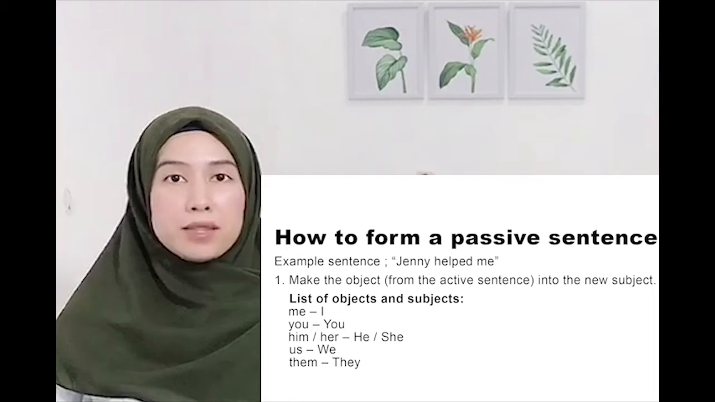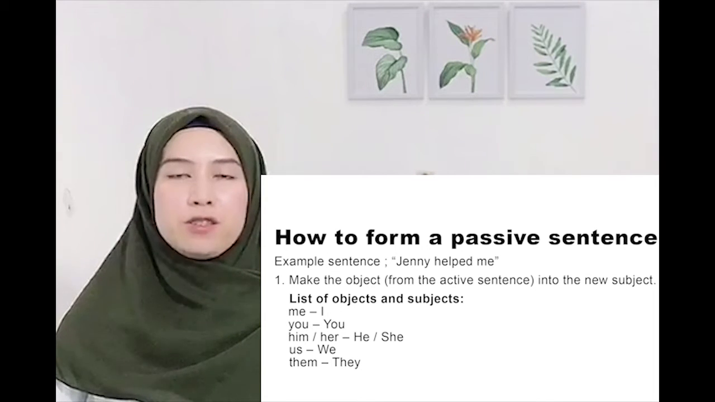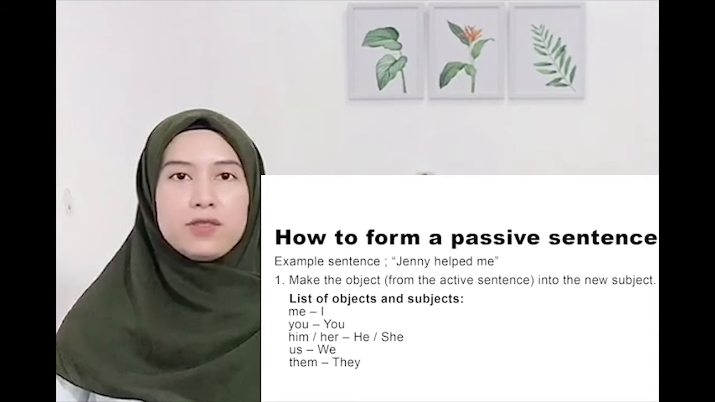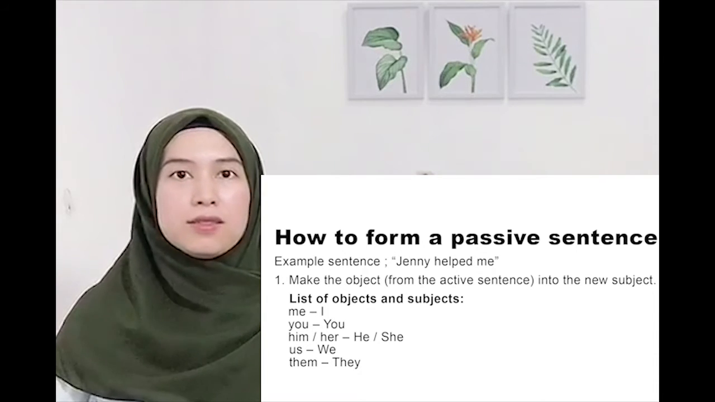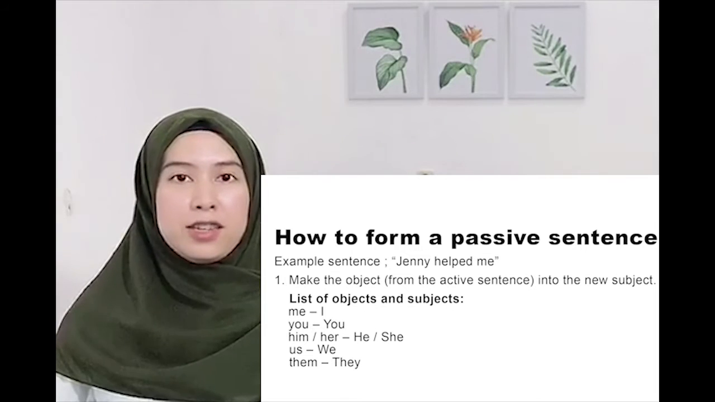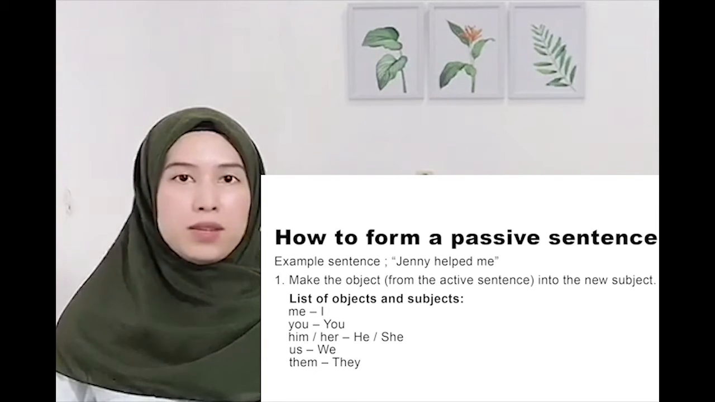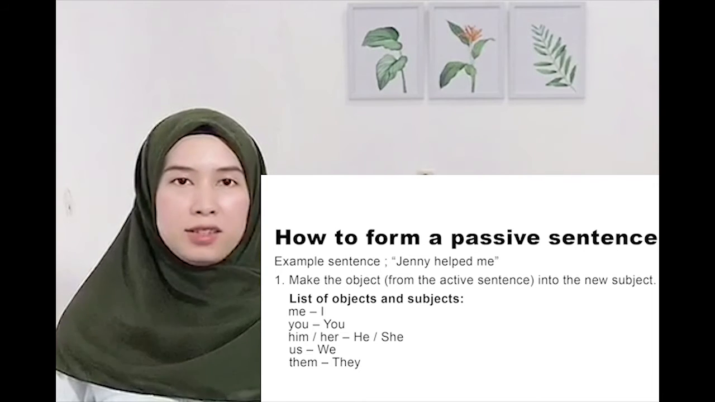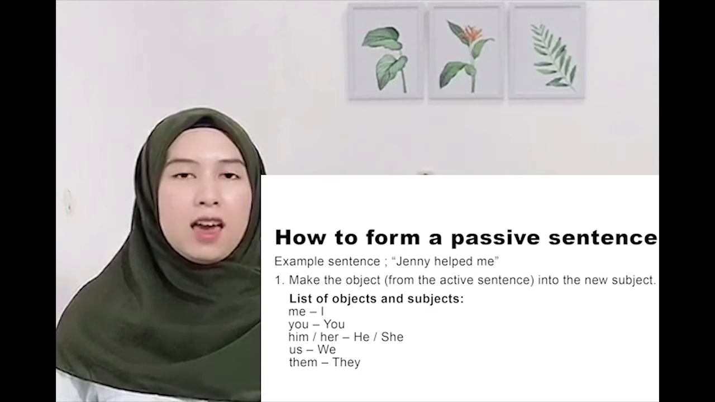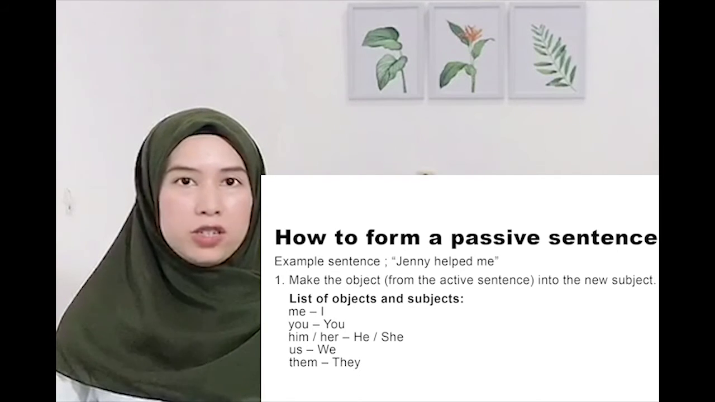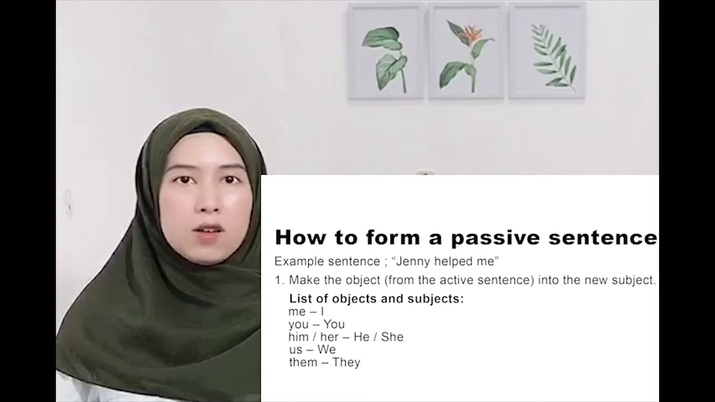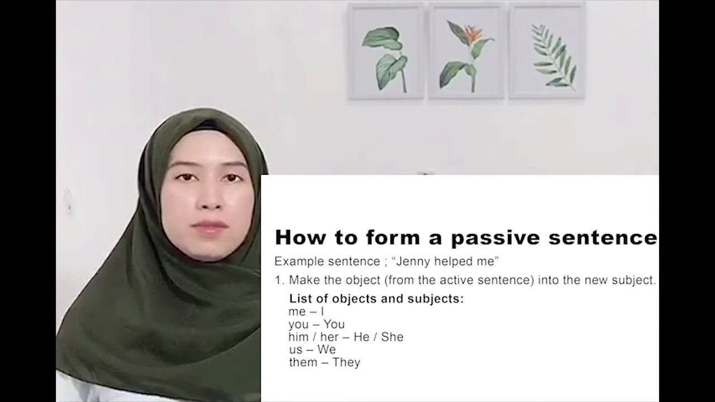How to form a passive sentence? Firstly, you need to make the object from the active sentence into the new subject. For example, Jenny helped me. Me is the object. The subject form of me is I. Here is a list of objects and subjects. Me, I, you, him or her, he or she, us, we, them, they.